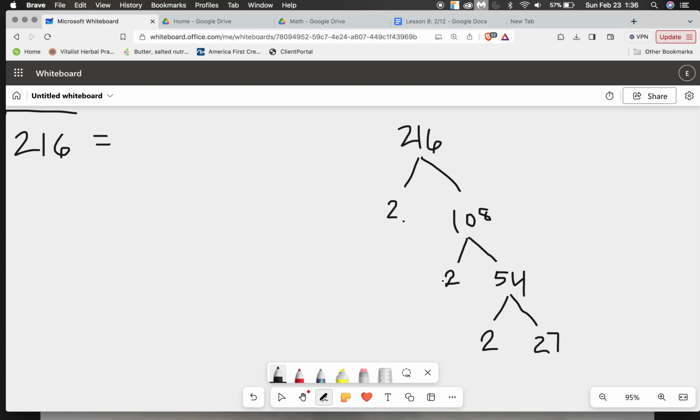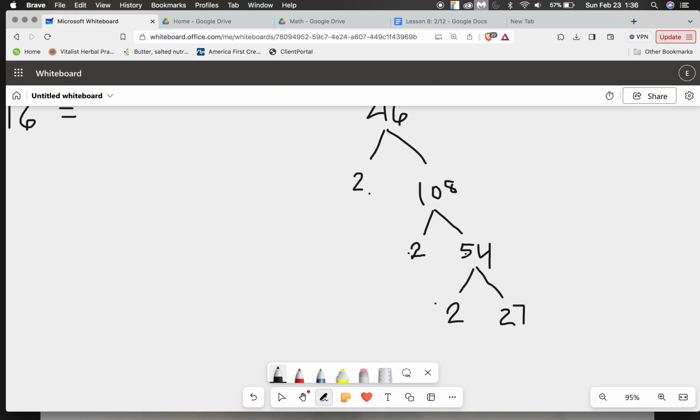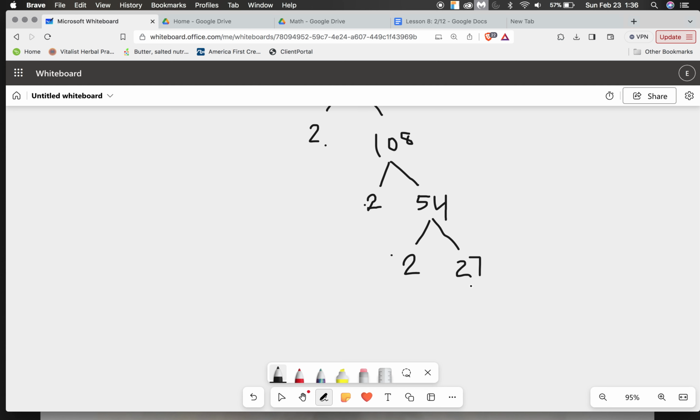So now we have 3 2's, but we're still not done. We'd have to multiply 2 times 2 times 2 times 27 in order to get 216, so let's keep going. 27. Let's break it down. 27 is 3 times 9. And then we know that 9 is 3 times 3. So now we have 3 times 3 times 3 times 2 times 2 times 2.